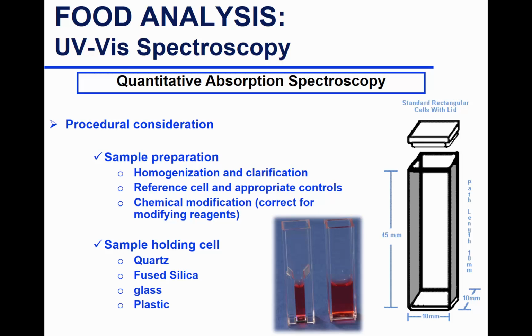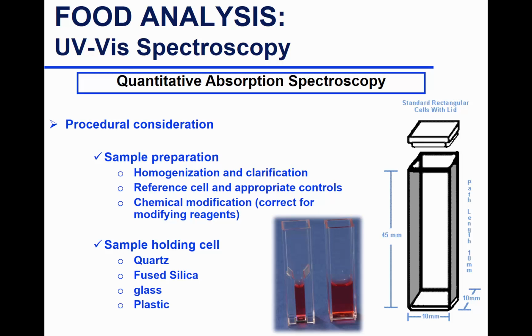Reference cell and appropriate control is basically having a blank, which you will do in the total carbohydrate lab, where you have a blank that contains all of the reagents except for your actual sample. We talked about that last time. We want to correct for any light diffraction or scattering that comes from reagents, not your analytes. Like I said, in your blank you need to make sure you have the same reagents as your sample, and then you correct by that. We call it blanking or zeroing.